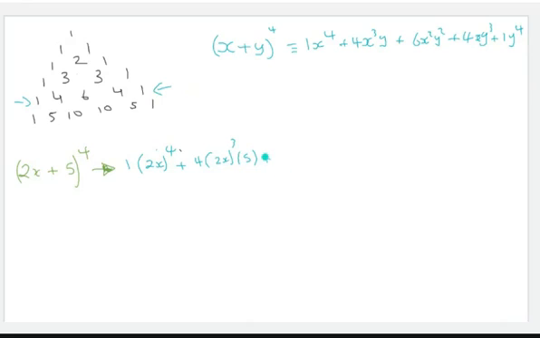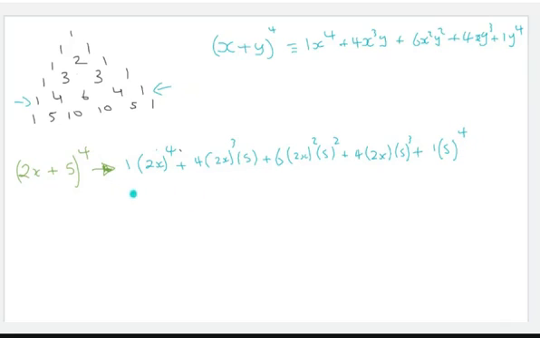And the next term, do you know what that might be? So the next would be 6, and in brackets 2x to the power of 2, then 5 in brackets to the power of 2. Nice. And the next term, 4 brackets 2x, 5 cubed. Yes. And the next term would just be 5 to the power of 4. So one lot of 5 to the power of 4.